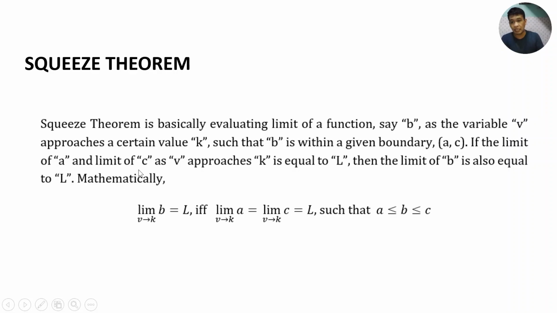If the limit of a and the limit of c as v approaches k is equal to L, then the limit of b is equal to L. So, kung ang limit ng function a and c ay parehas na L and b is greater than or equal to a but less than c, so kung ito ay 3 and ito ay 3, so since less than or equal to, to make this true, dapat ang limit nito ay equal sa 3. So that is Squeeze Theorem.